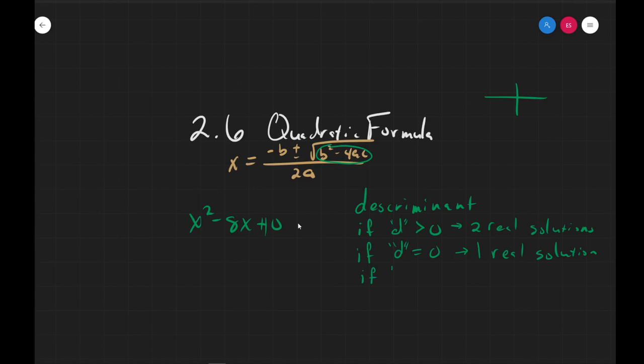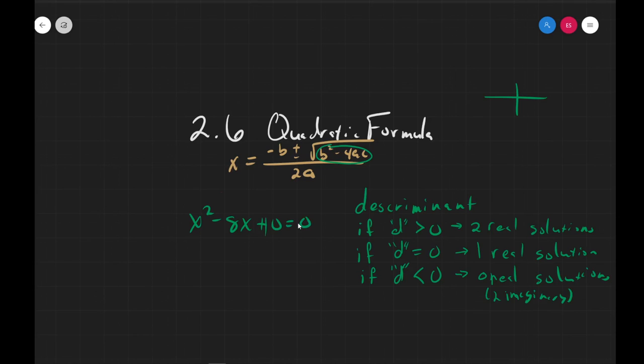If our discriminant is less than 0, so we have a negative number for our discriminant, that means we're going to have 0 real solutions, and we're going to have 2 imaginary solutions. Okay, so it's real nice for a problem like this over on the left side here.